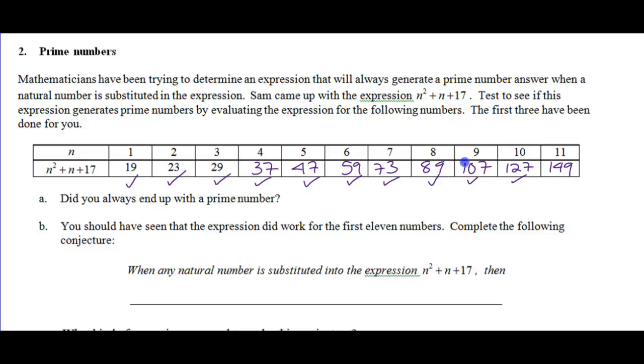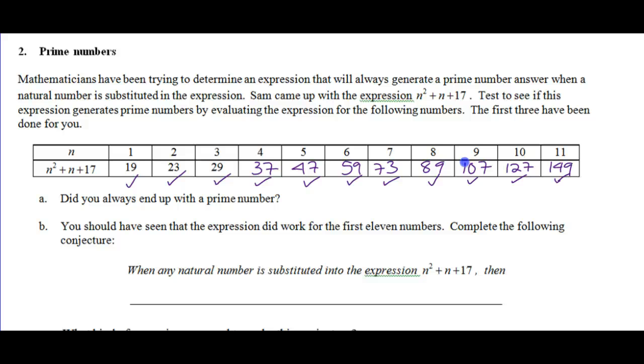127. 149. Well, wait a sec. What's 149 divided by 3? 7. It doesn't work. Okay. What's 149 divided by 7? No, that's not going to work. All right, so we're going to say, yeah, looks like we always get a prime. You should have seen the expression did work for the first 11 numbers.